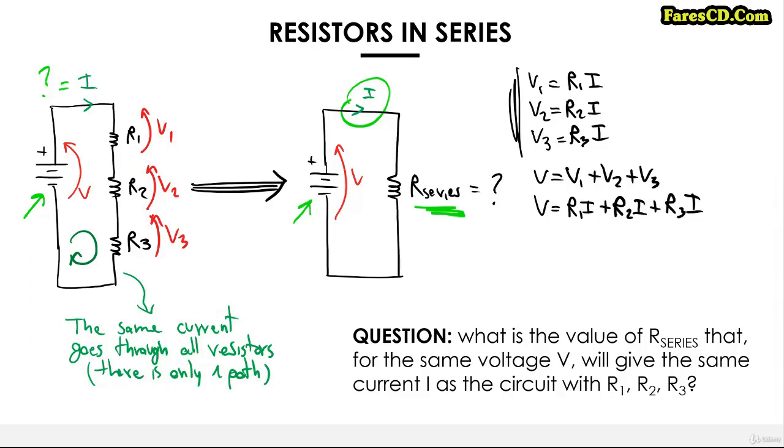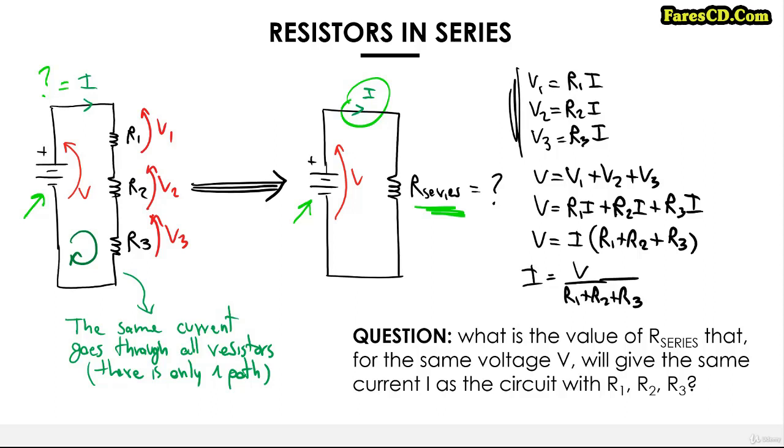Now we can collect I, because we have the sum of three terms, and all three terms have I. If we collect I, we obtain R1 plus R2 plus R3. If we do this, it's very easy to calculate the value of the current as a function of V, R1, R2, R3. So the current I will have to be equal to V divided by R1 plus R2 plus R3.